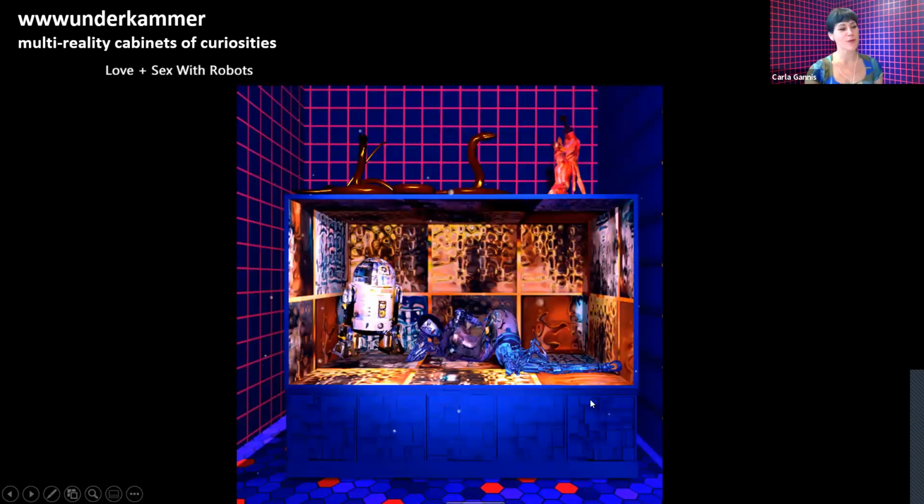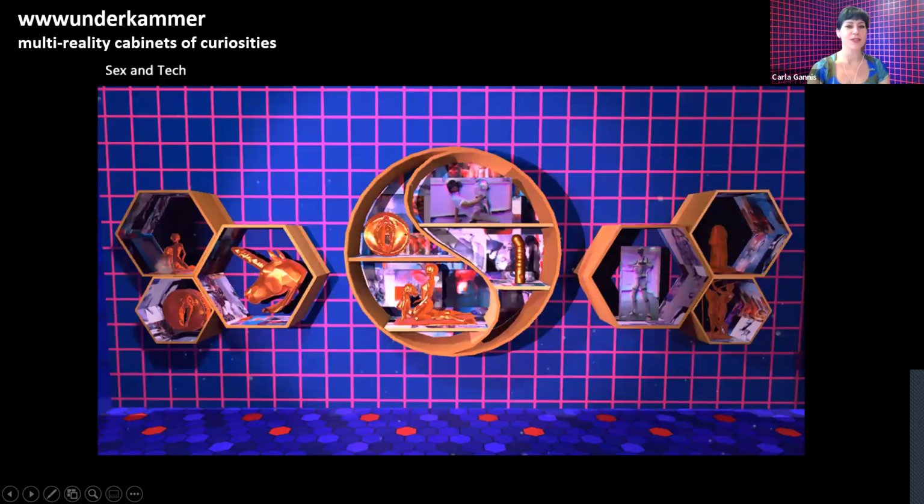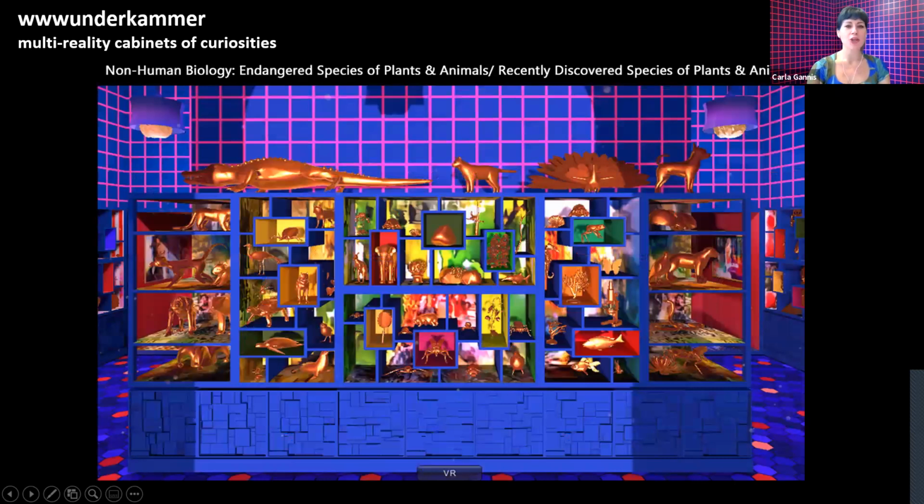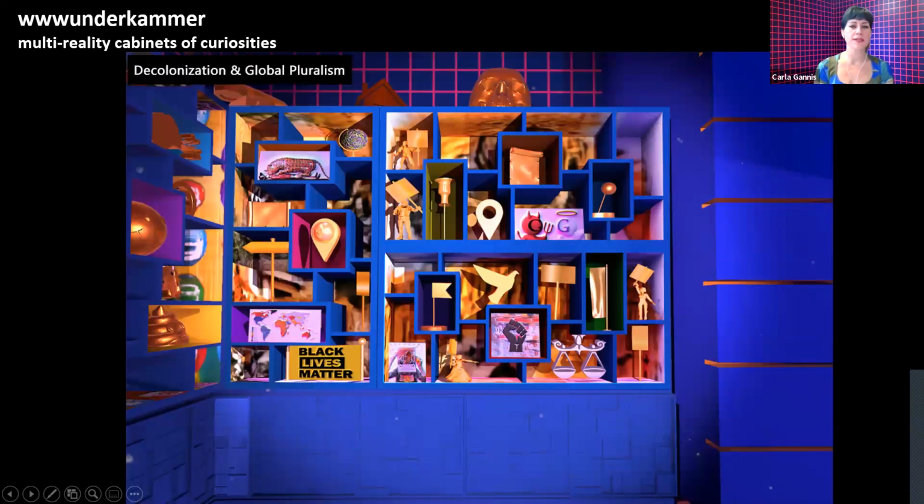There's love and sex with robots and little R2-D2 hopping up and down. I actually trained a data set just on R2-D2 to generate that texture map for him. Sex and tech, because we know with VR and any emerging technology, sex always seems to come into play. Non-human biology, endangered species, and recently discovered species. Again, I have trained and am still training Playform on each of these themes. The decolonization and global pluralism cabinet.